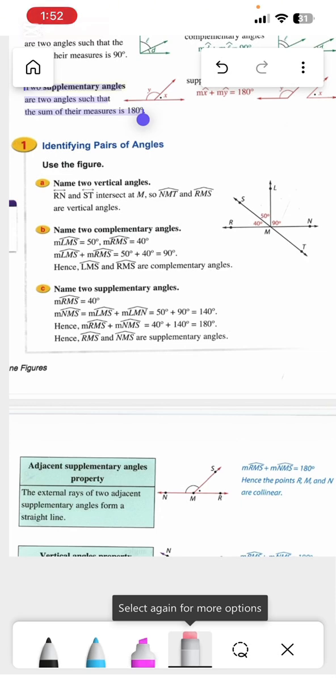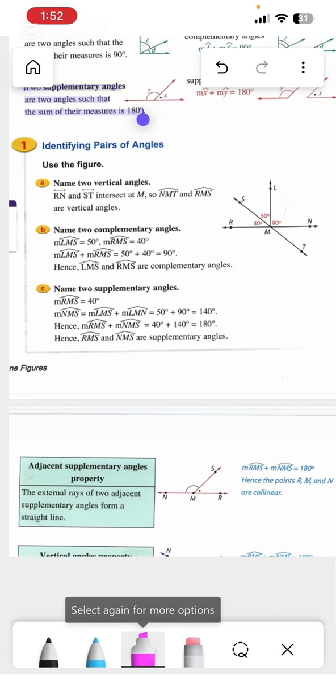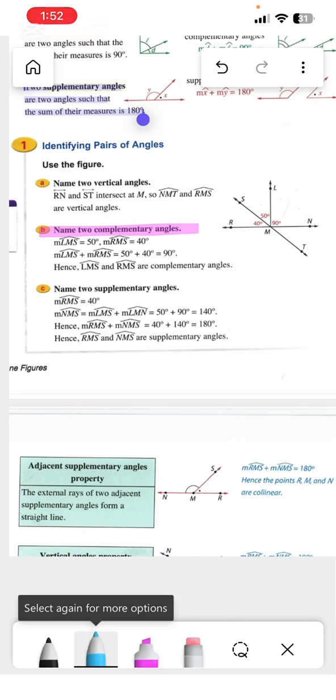What else? Section B says, can you name two complementary angles? I already talked about complementary angles. I said they are those angles that when you add them equal 90 degrees. So here what do I have? I have this line LMR.